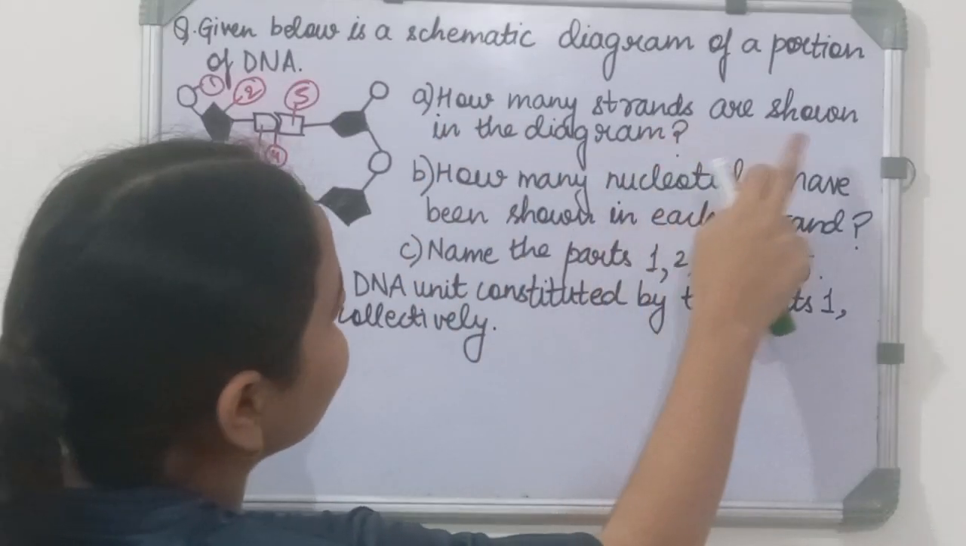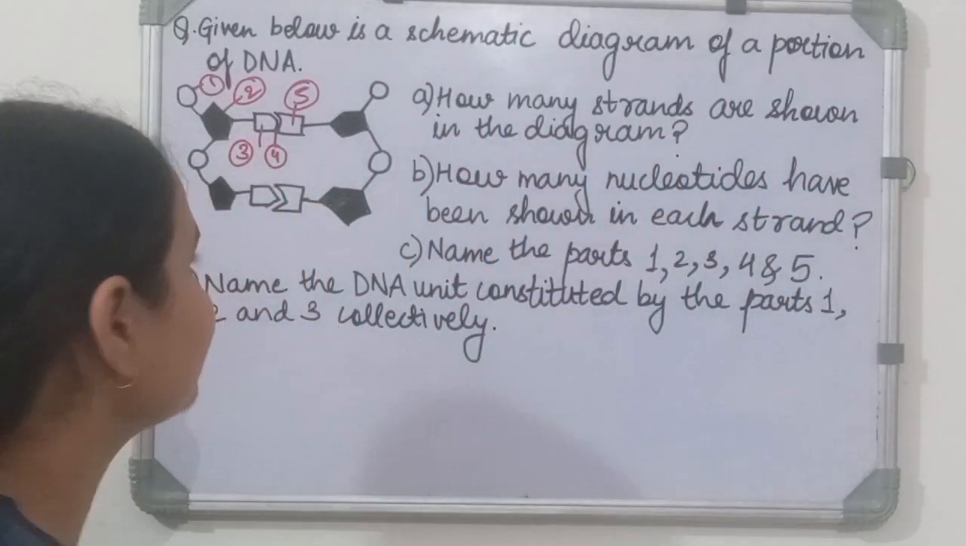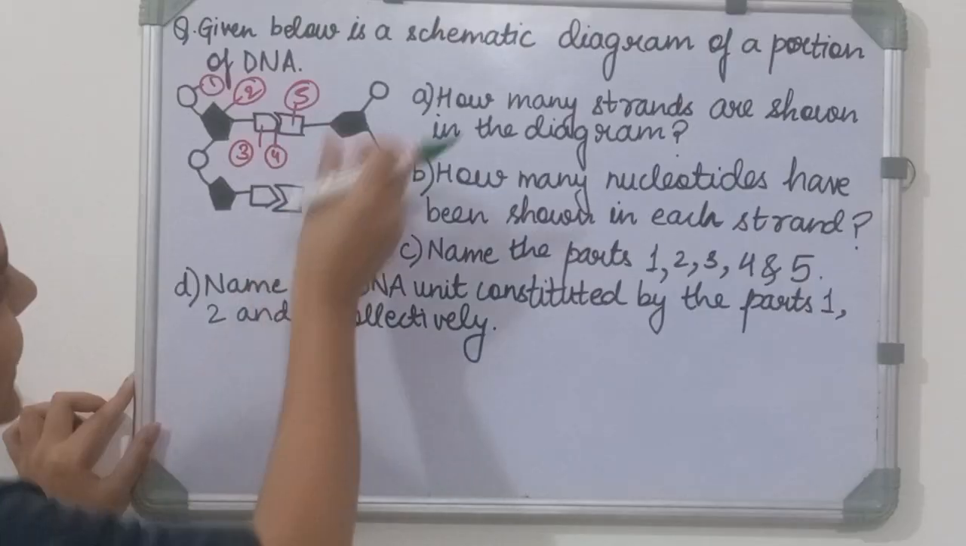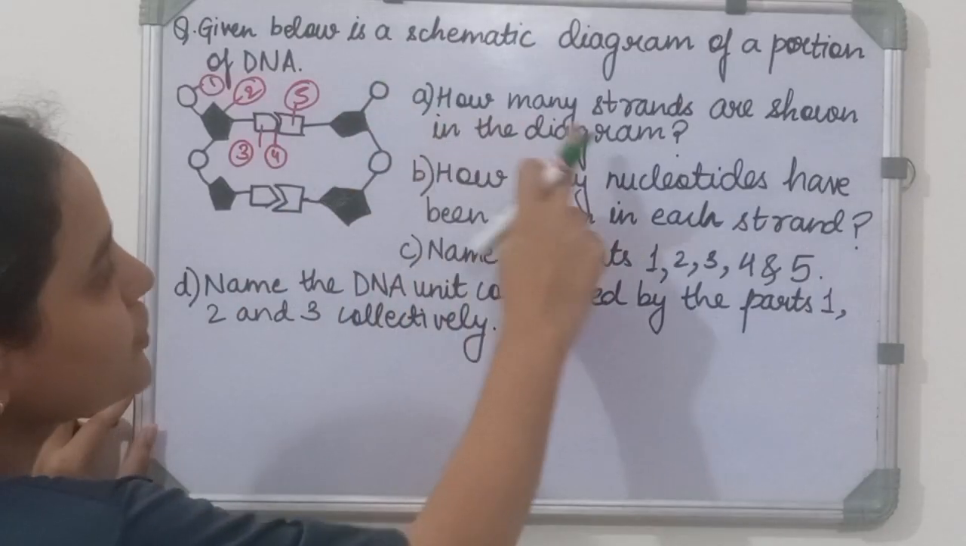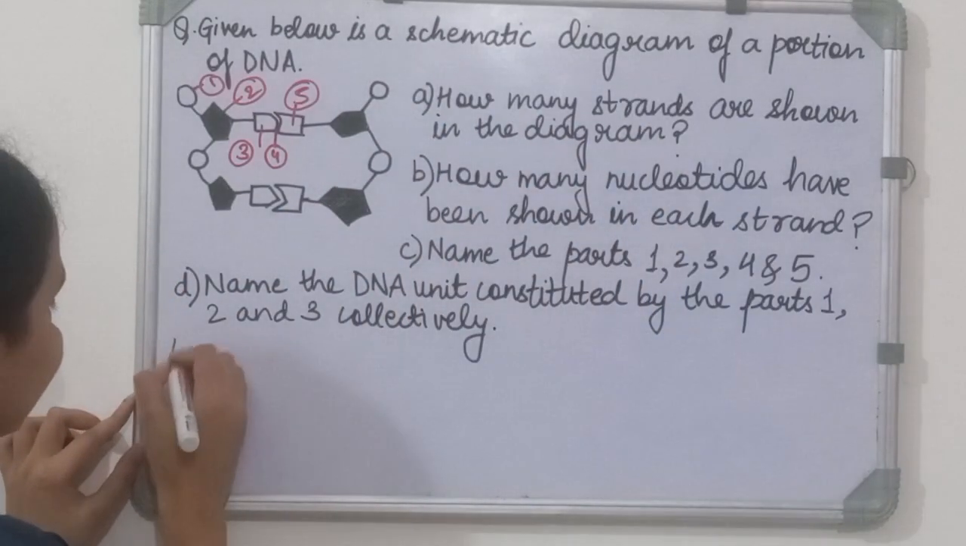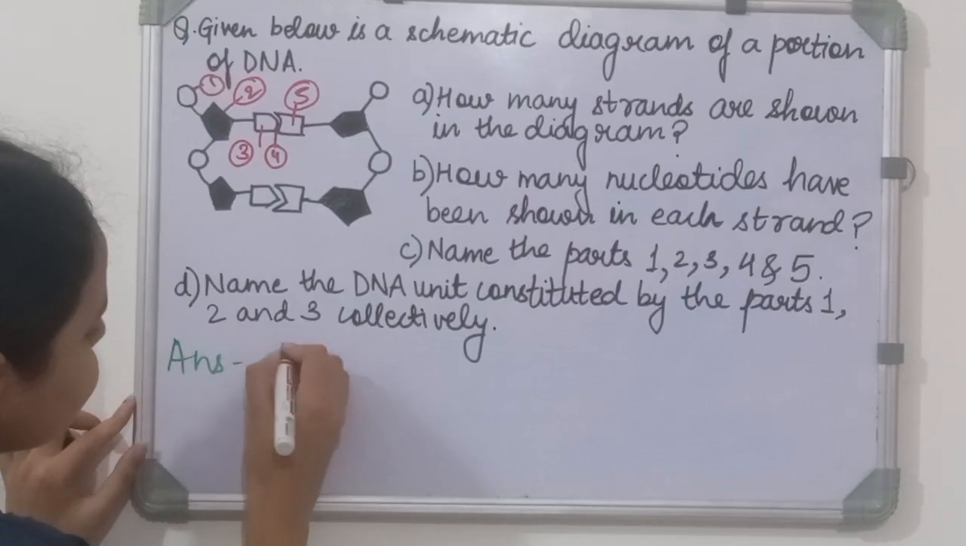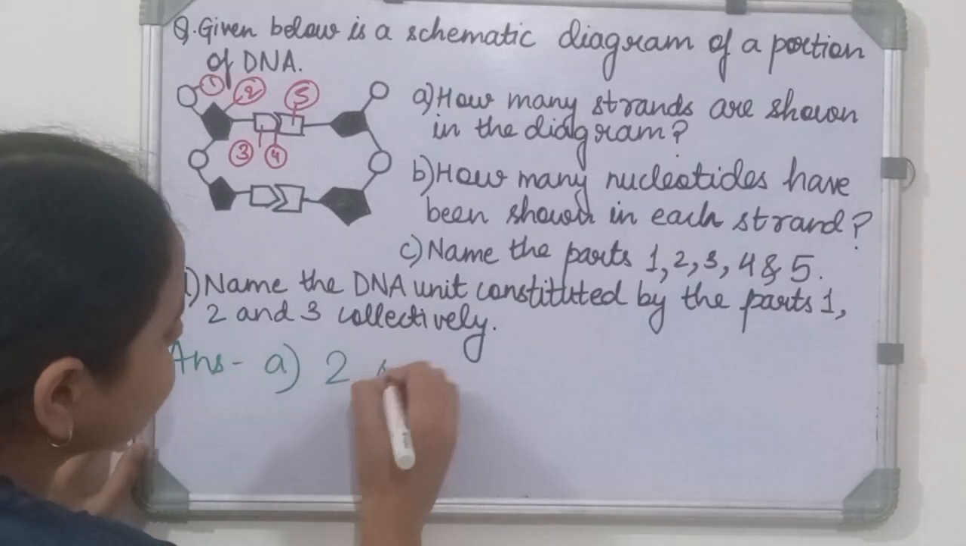How many strands are shown in the diagram? Okay, we can see this is the one strand and this is the second strand. So two strands are shown. So let's write the answers. For answer A, two strands.